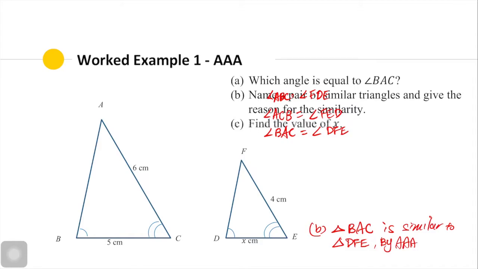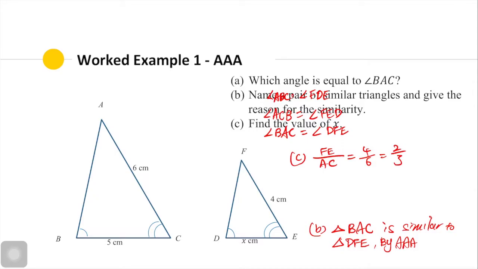Part C: find the value of x. Okay, so for part C, you can't just do a direct comparison and say that x is 5, because they are similar, but they're not exactly the same. So we have to compare, in this case, the scale factor. For part C, FE over AC, which are the corresponding sides, have a ratio of 4 over 6, which is 2/3. This means that the smaller triangle has been scaled down to 2/3 the size of the bigger triangle.